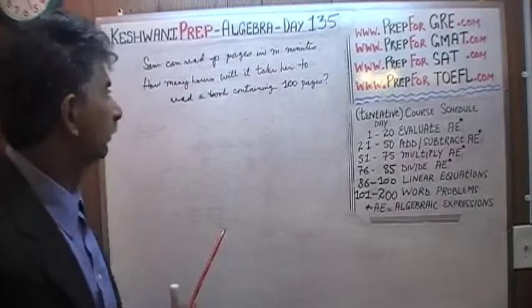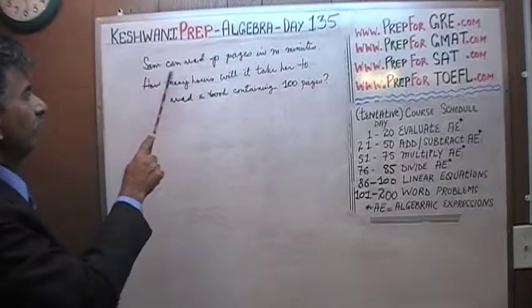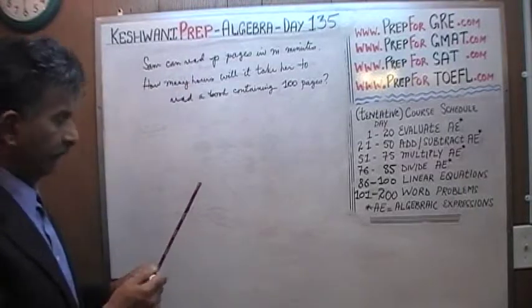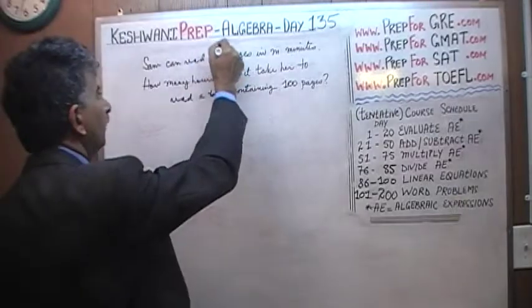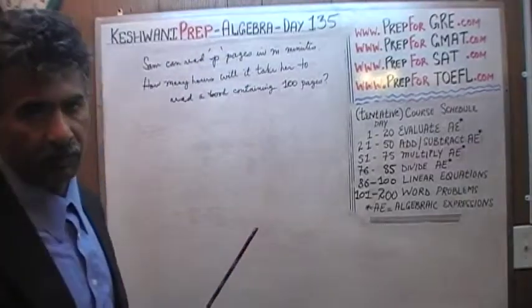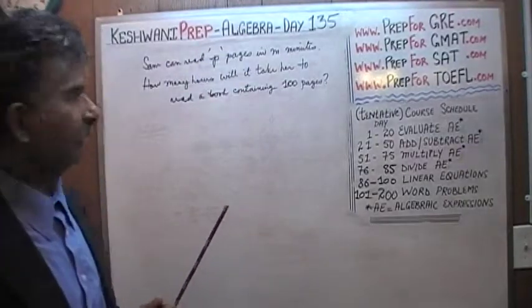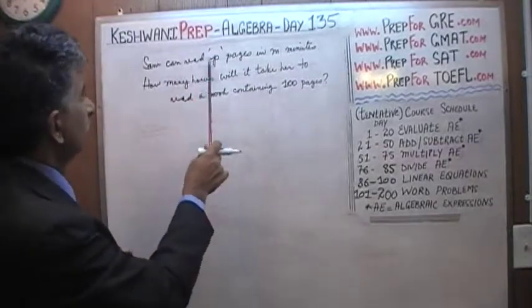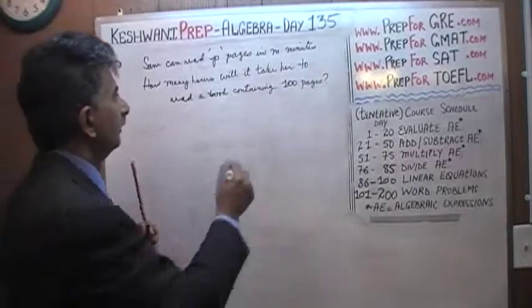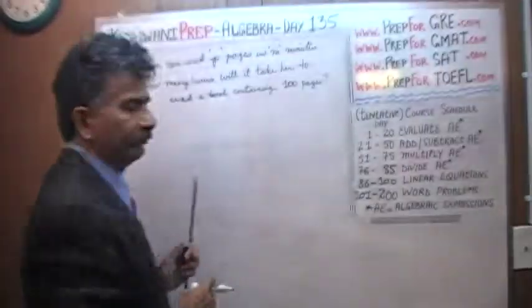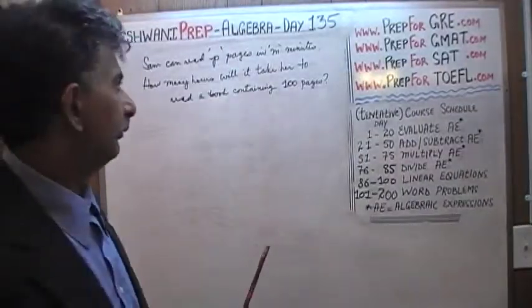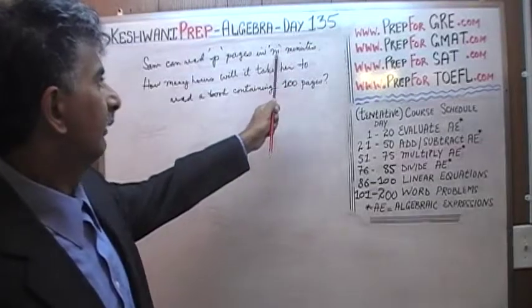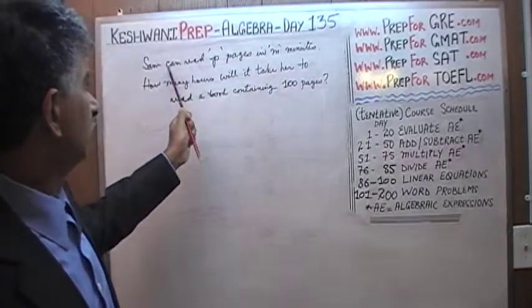I'm going to read it to you. It says Sam can read P pages. P, of course, is some number that we do not know. This is algebra. This is not arithmetic. He can read, or she can read, whatever. She can read P pages in M minutes. M for minutes, and P for pages.